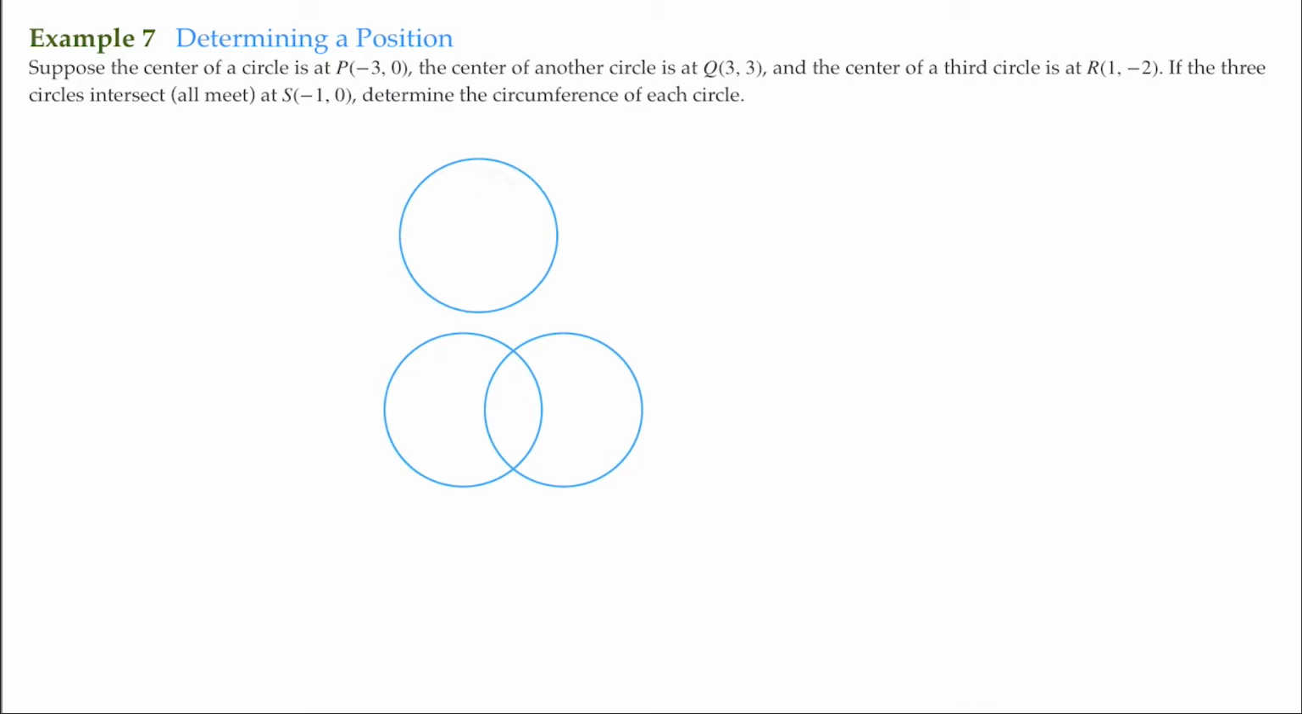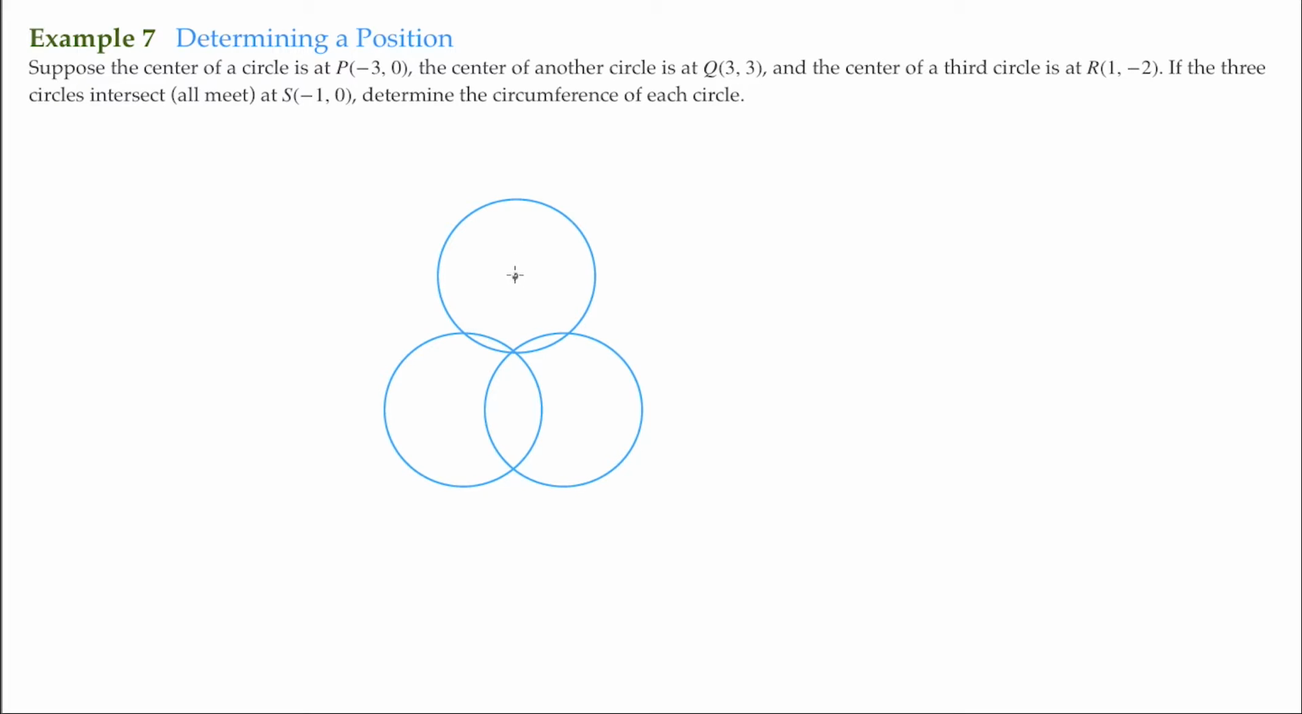Now, suppose we have a third circle. If we have a third circle, that could intersect just about at any possible combination that you can think of here. But for the three circles to intersect all at the same point, it might have to look something like this. And as you can see, here it is right here. So the idea is that for three circles all to meet at the same point, that could only happen at one spot.